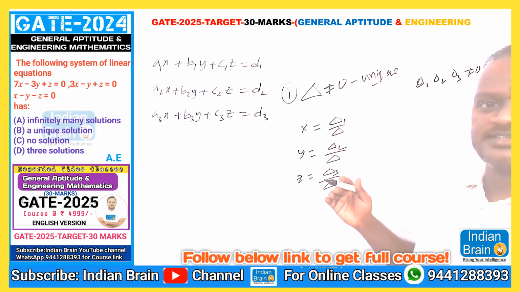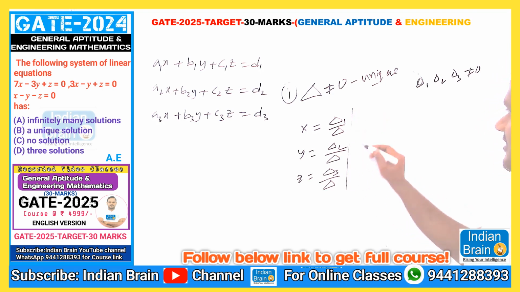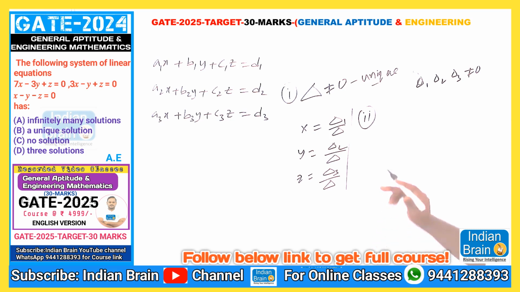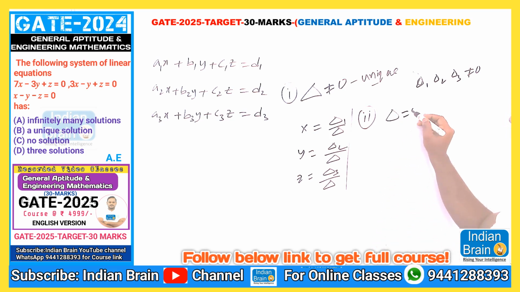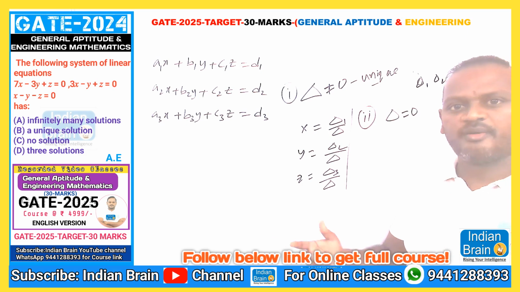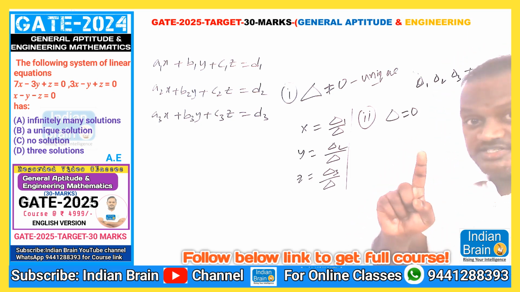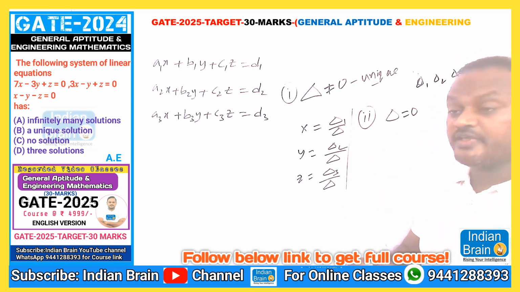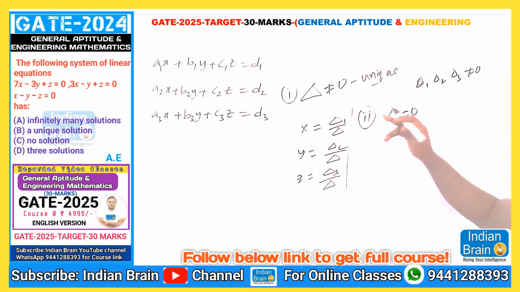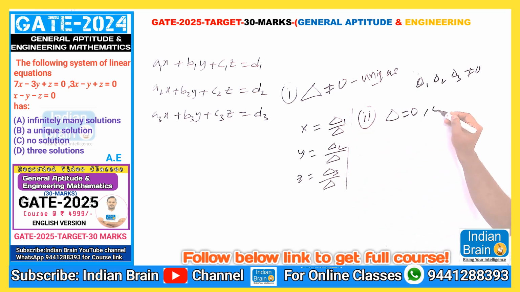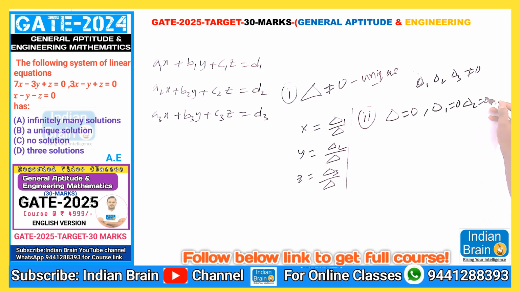Then what about the second case? That's a very important point, right? The second case is very interesting. If delta value is equal to 0, what will happen? If delta is equal to 0, the denominator value will be 0. But the condition is updated. If delta value is equal to 0, and any one of delta 1, delta 2, delta 3 is not equal to 0, then only we can get no solutions.